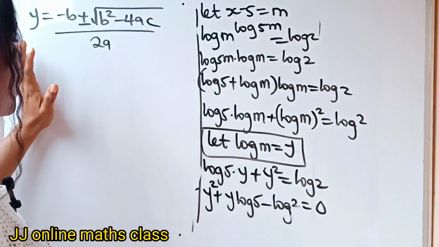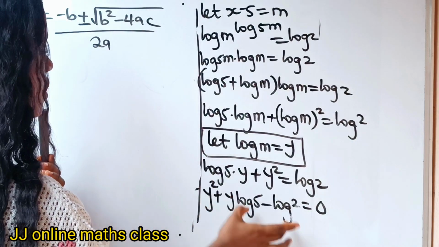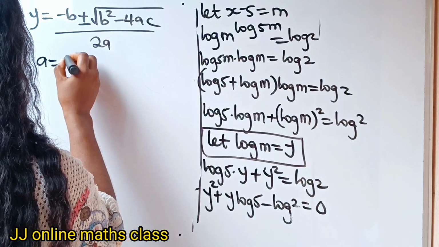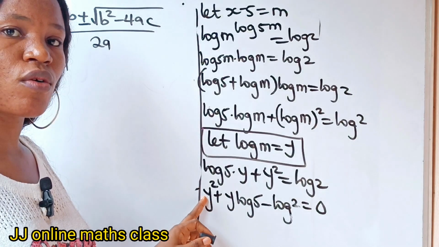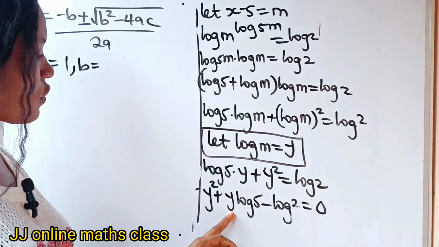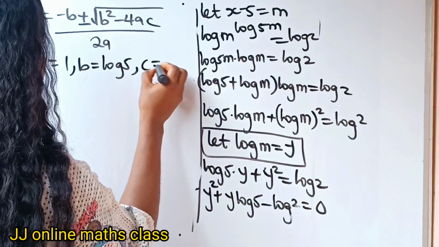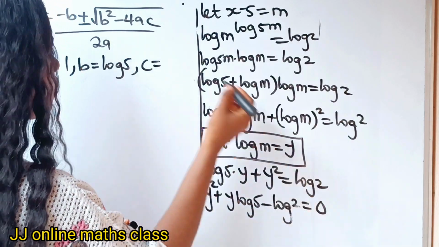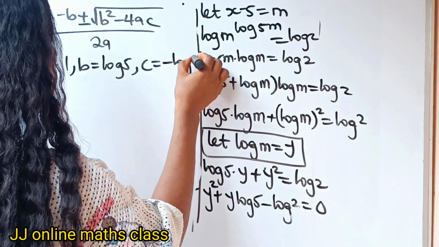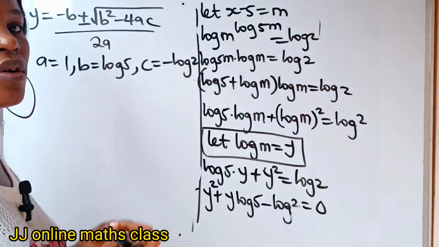Now, in this case, like I said, we are going to substitute our a, b, and c into this, and according to this place, our a is equal to 1. That is the coefficient of y squared. Our b is equal to the coefficient of y, which is log 5. And our c is our constant, which is minus log 2. Okay, so we are going to substitute these values into this particular what?